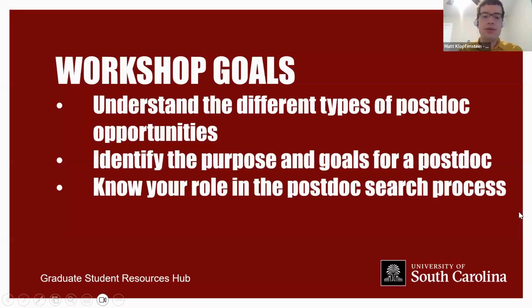All right, so let's start with some of the goals that I want to achieve with this session here, and then we'll take a look at a quick outline of where we're going to be going here as well. So one of the goals is that you come away with an understanding of the different types of postdoc opportunities, because that word can cover a range of different expectations and roles there.